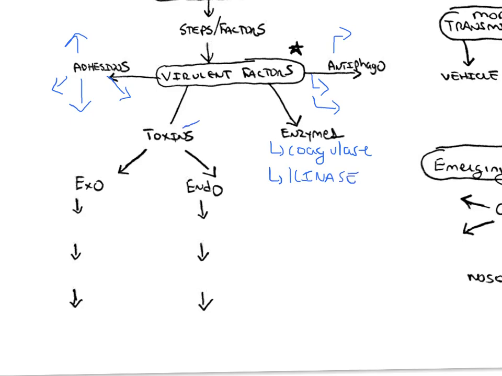Toxins, remember, are your poisons. There are 2 types of toxins, exo and endo. Make sure you're able to determine what type of bacteria the exotoxins are found in, gram-positive or negative. Same thing for endotoxin. Make sure you determine where the toxin is found. Is it found in the cytoplasm or the cell wall? And same thing for the endotoxin. Where is the toxin found?